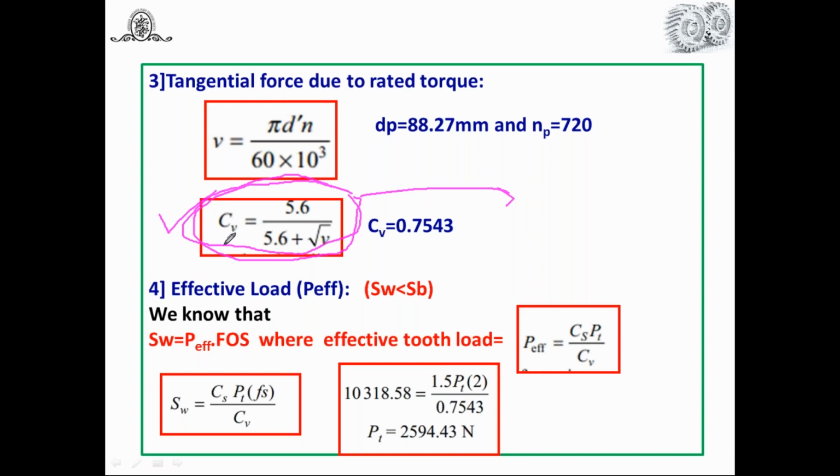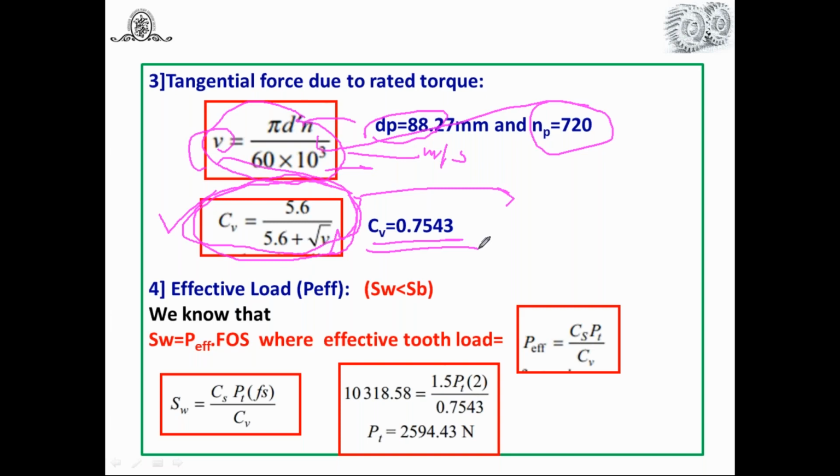Remember this: CV = 5.6 / (5.6 + √V). So how to calculate V? You know the pitch line velocity is π d n / (60 × 10^3). Why are we multiplying by 10^3? So that you get meters per second. Substituting dp = 88.7 and np = 720, you will get V, and you can substitute the value of V here to get CV. After calculation, you will get 0.7543. Try to understand.